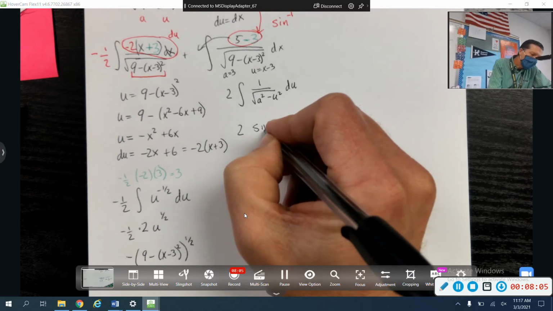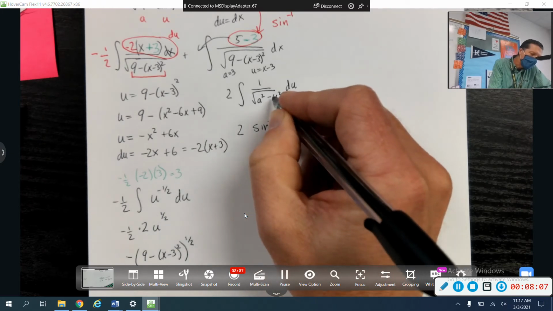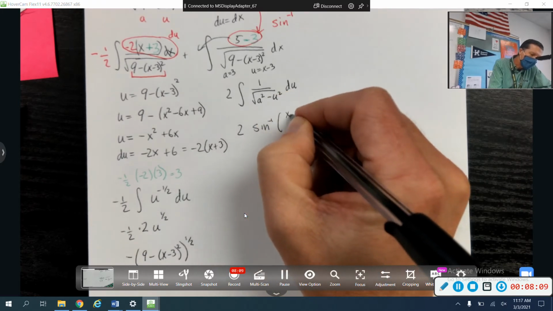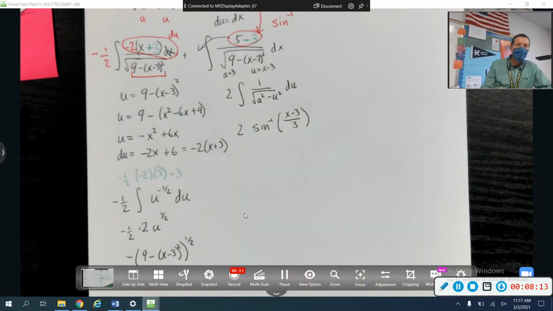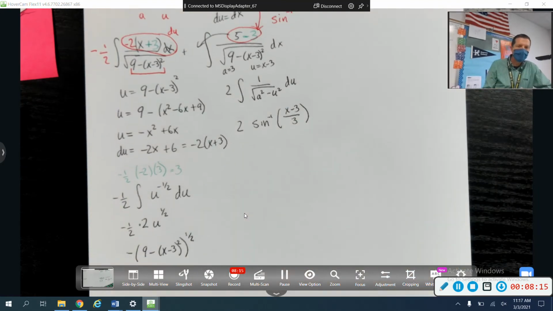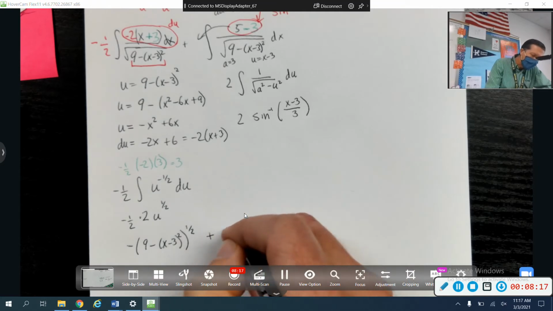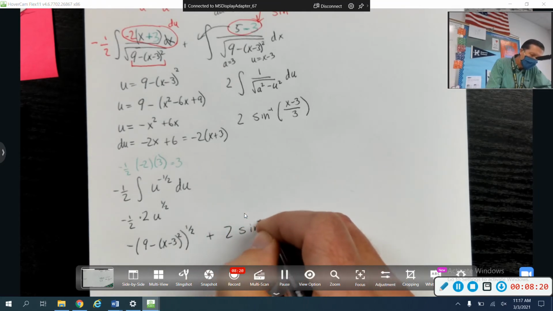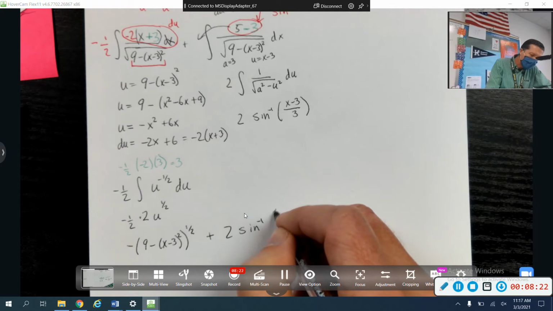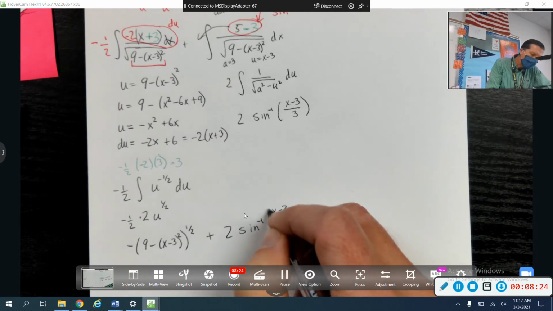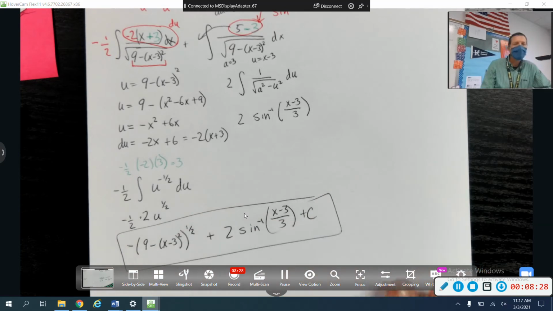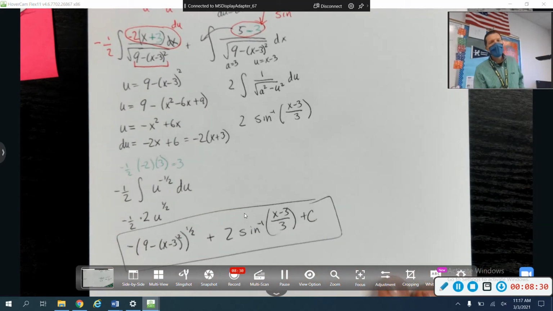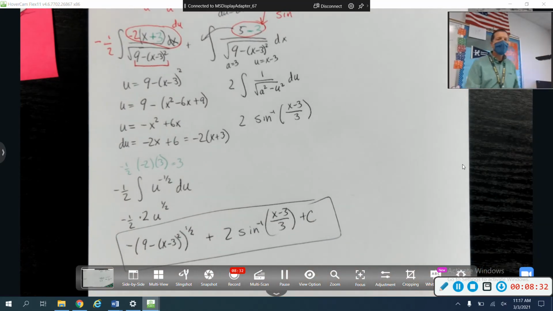So inverse sine of u over a, x minus 3 over 3, plus c, but I already said I'm just going to wait till the very end to do the plus c. So down here at the bottom, 2 inverse sine x minus 3 over 3 plus c. What a crazy problem.